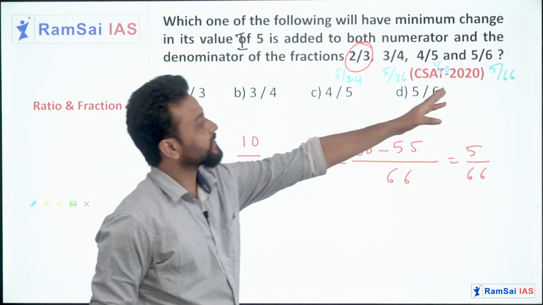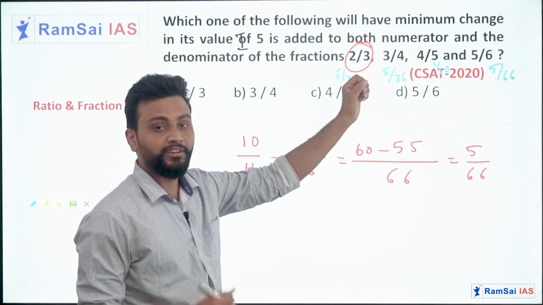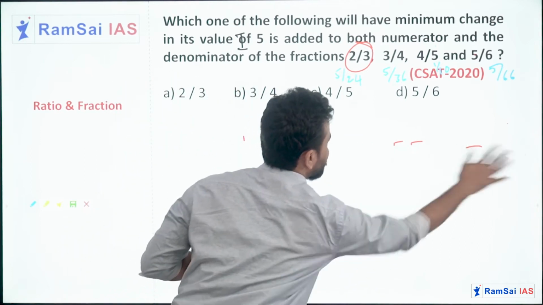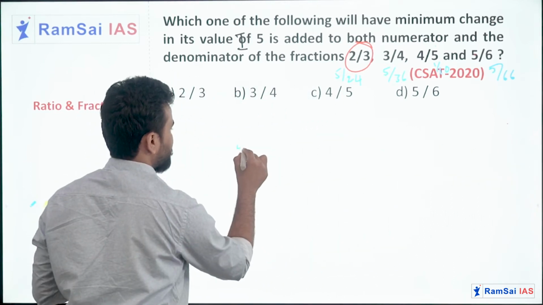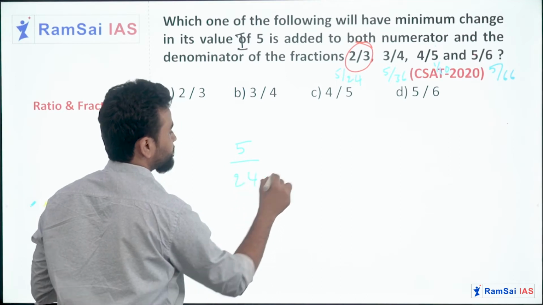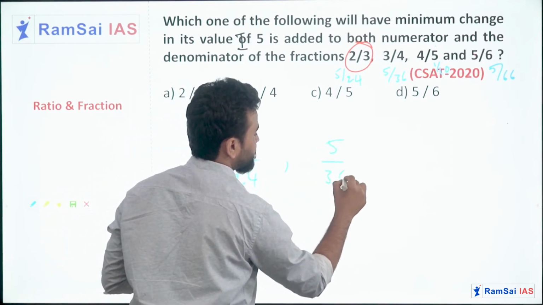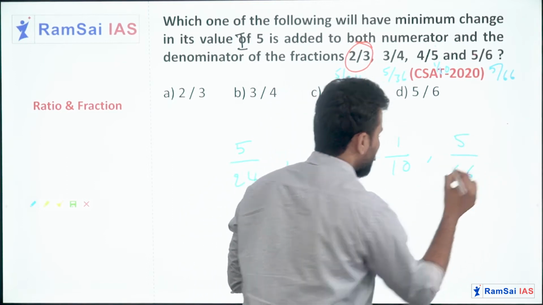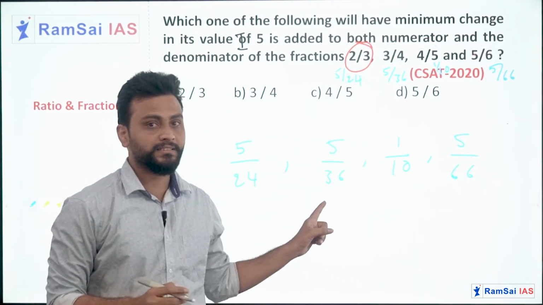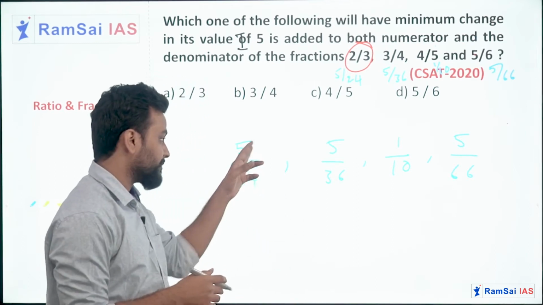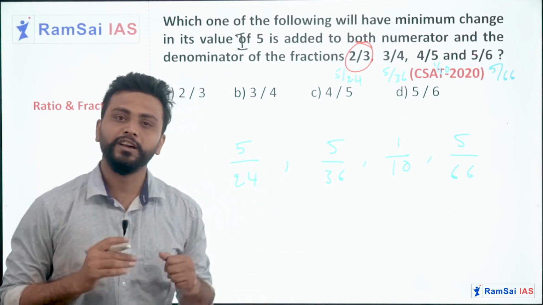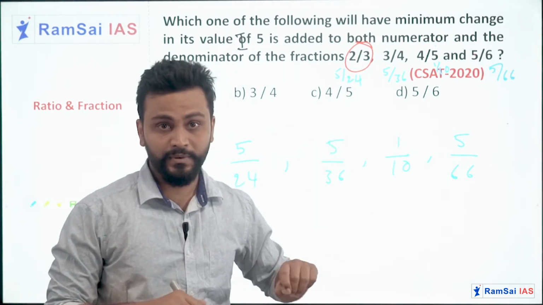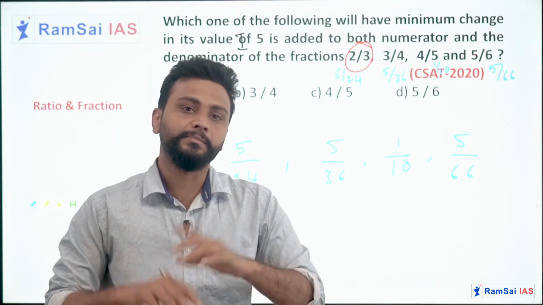So these four are the differences we are getting in the fractions when we add 5 to numerator and denominator as well. So I will write the four changes here in one place: 5 by 24, 5 by 36. Guys, I am going to compare these outcomes. Okay, 5 by 66. See, finding the value of 5 by 36 may be a bit difficult, finding the value of 5 by 24 may be a bit difficult, but when you are comparing them, if you have either numerator or denominator the same value, comparison will be very simple.